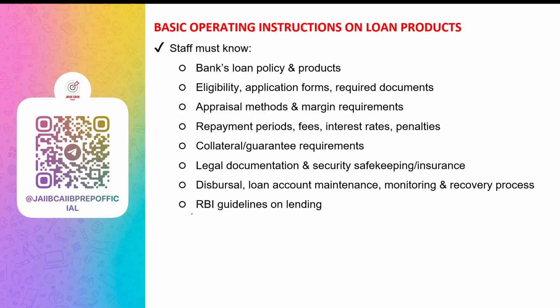Basic operating instructions. So operating staff should be aware of every step from application to recovery. So they should be aware of the bank's loan policy, the type of loan product, whether it's a home loan, personal loan, business loan, who can apply, what is the eligibility criteria, the age limit, the income requirements, the application forms, like specific form for each loan type. What are the required documents? The ID proof, address proof, income proof.